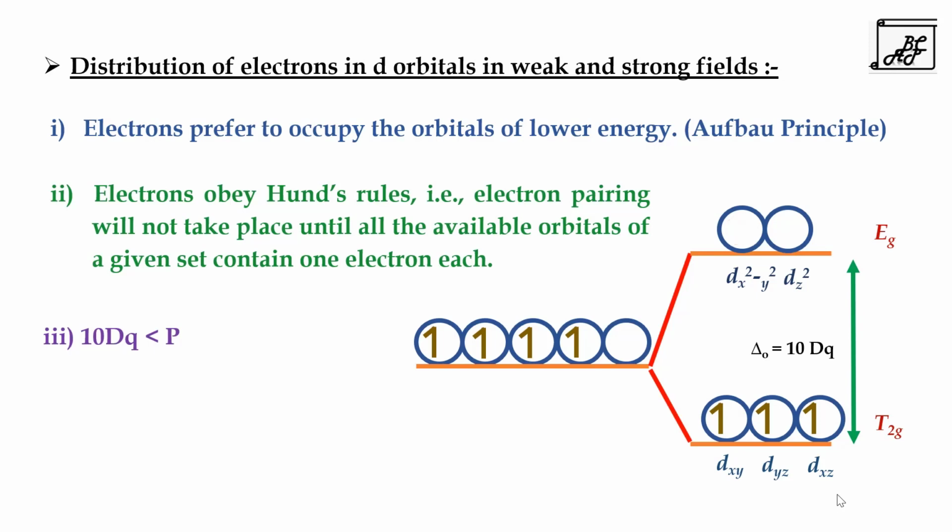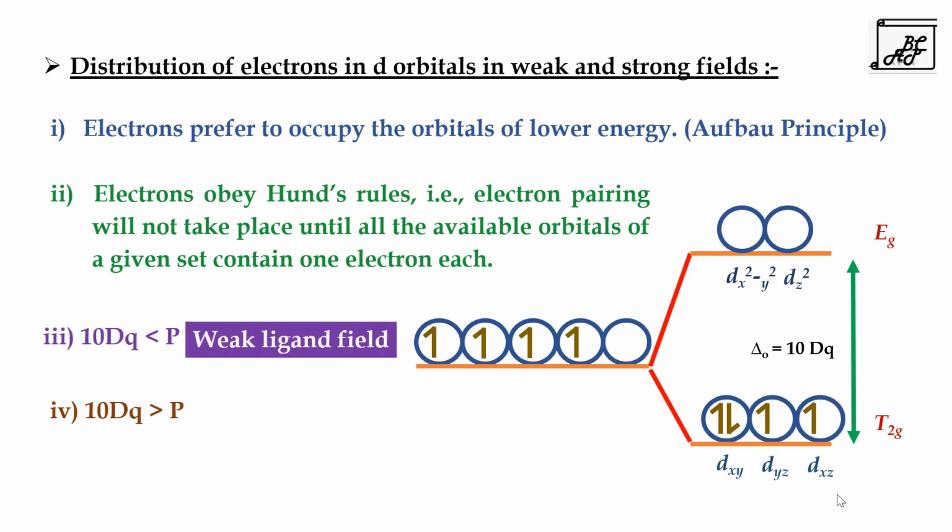According to the 4th rule, if the 10 Dq value is more than the pairing energy, the electron will pair up into the t2g orbital. This is because the pairing energy is smaller than the energy required to go into the eg orbital, and hence the 4th electron gets paired up into the t2g orbital. The 3rd case, where 10 Dq is less than the pairing energy, happens in the case of a weak ligand field. Whereas in the 4th case, due to a strong ligand field, 10 Dq is higher than the pairing energy. Let's understand weak ligand field and strong ligand field in detail.